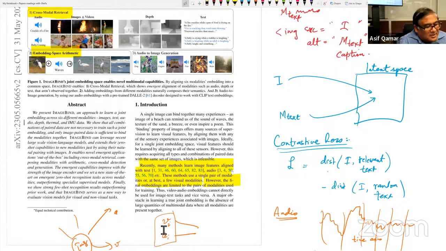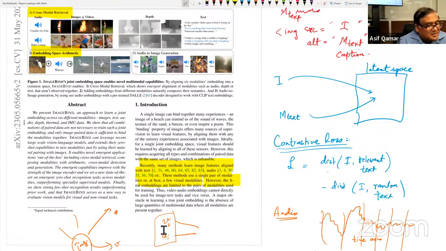We show that all combinations of paired data are not necessary to train such a joint embedding, which makes sense because it's a hub and spokes model. You're not doing every possible combination and training them. And that is the key feature, that it's a much simpler approach. You are not going to create 30 pairs of vast data sets, right? Audio and thermal, and so on and so forth. You don't have to do that.